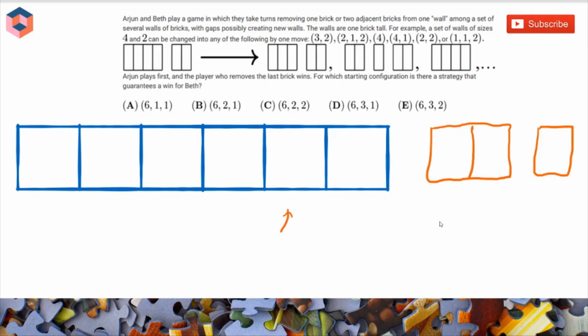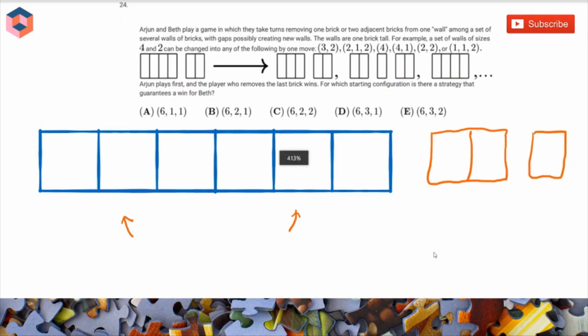Okay, well, then we have symmetry once again. Beth can just take this one. And now we have a 1, 2, 1, 2, 1. And now whatever Arjun does, Beth can just copy that. And eventually at the end, there'll be one left over that she can win by. Okay, so this seems like a guaranteed win for Beth, but we want to check the other answer choices.